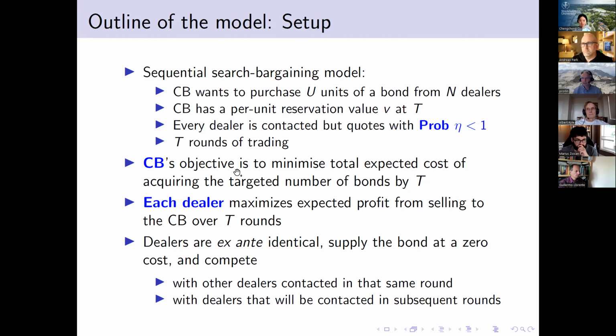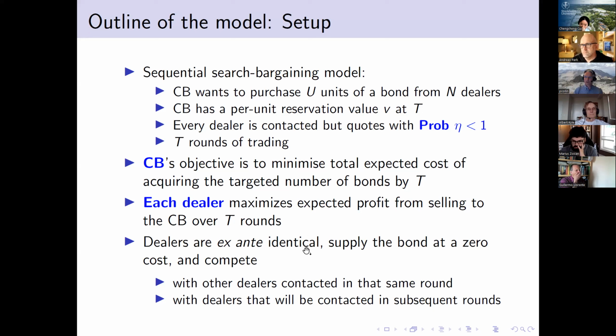The central bank's objective will be to minimize the total cost that they pay to acquire the U units over these T rounds from the dealers. And the dealer will choose its quoting strategy to maximize the expected profit from selling bonds to the central bank over these T rounds, assuming dealers can always buy the units at 0. They can always supply themselves with units. We assume that dealers are identical.